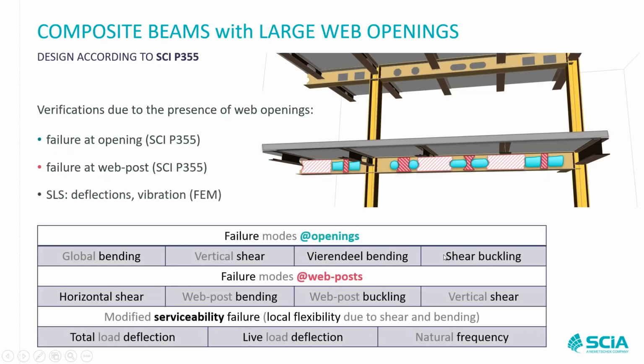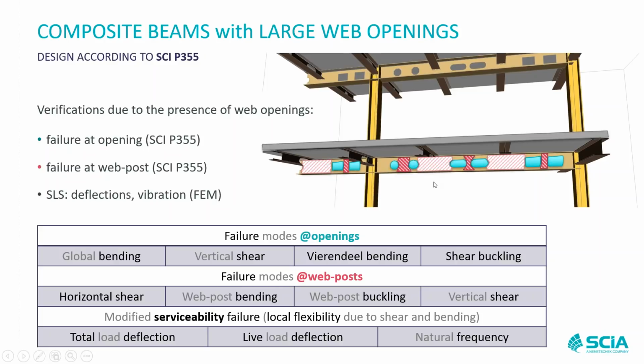And here I've provided a table to more or less summarize what we do. So the checks at openings: we are checking that the bending moment can be transferred around that opening, the shear force can be transferred with a reduced section, and we also have Vierendeel bending and shear buckling, taking into account the presence of the openings.